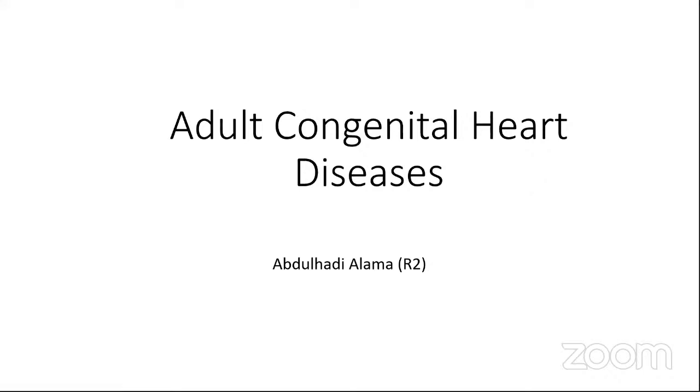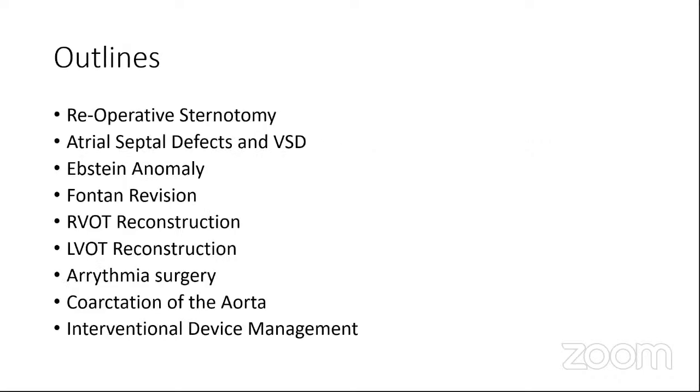I am Abdul Hadi Al-A'ma, R2 cardiac surgery, and my topic today is about adult congenital heart diseases. To start with the outlines that I'm going to go over: first, I'm going to talk about the re-operative sternotomy, then the atrial and ventricular septal defects. We'll mention the Ebstein anomalies, the Fontan revisions, RVOT and LVOT reconstructions, arrhythmia surgeries, and the coarctation of the aorta, and some management for the interventional devices.